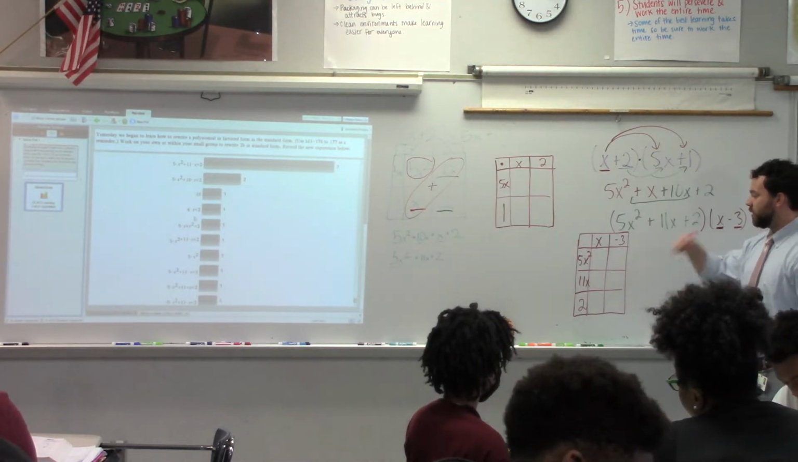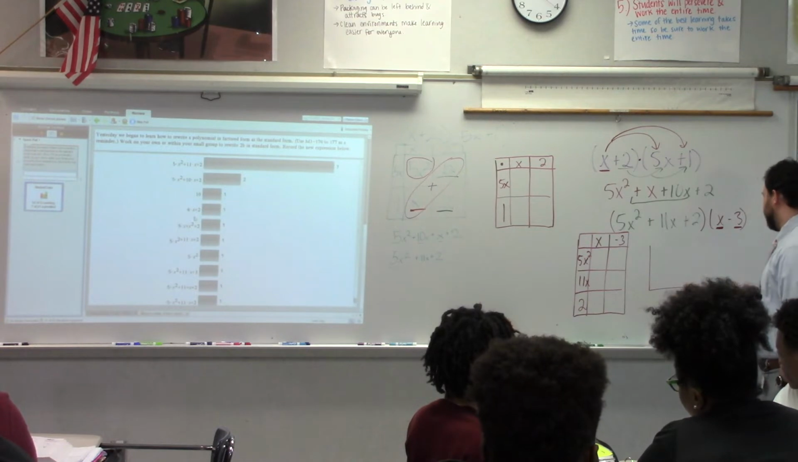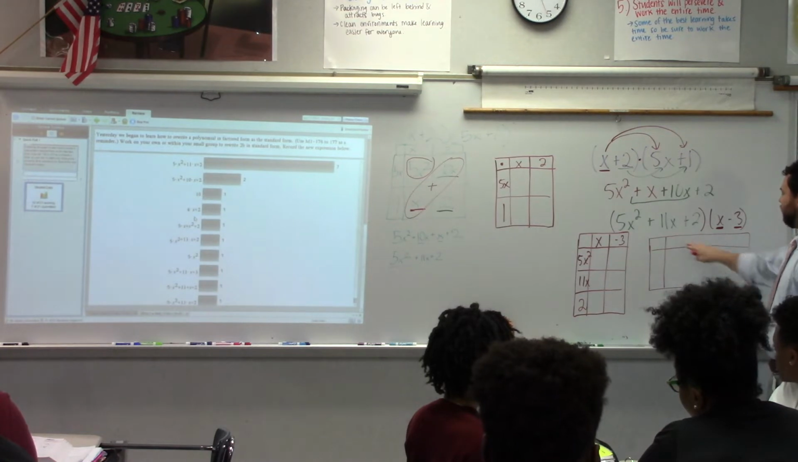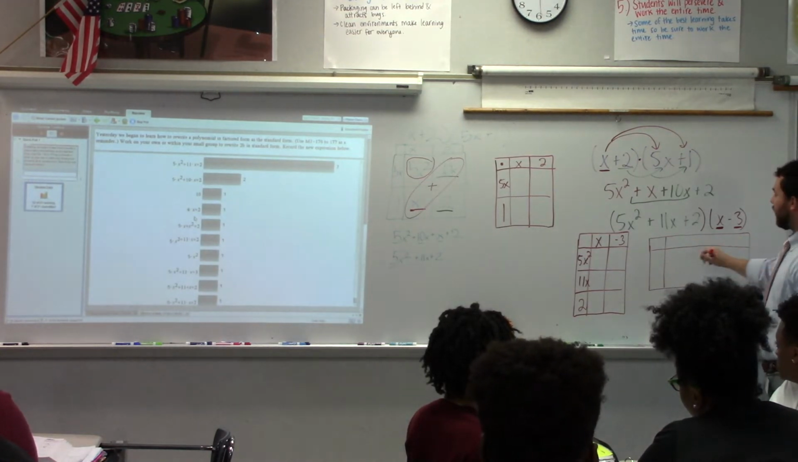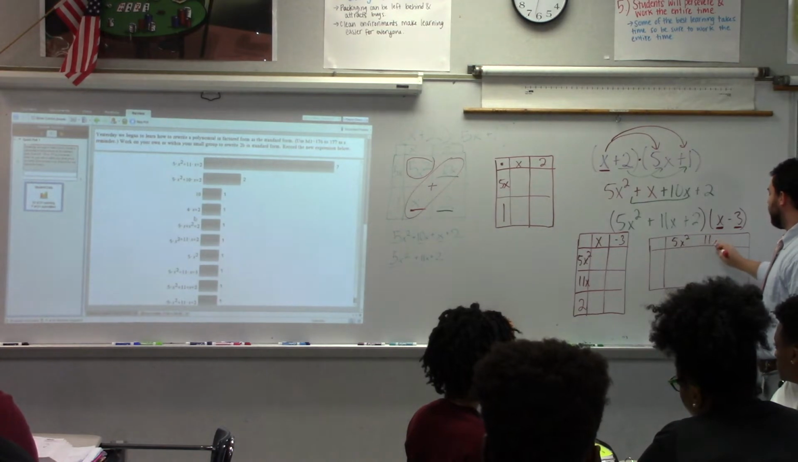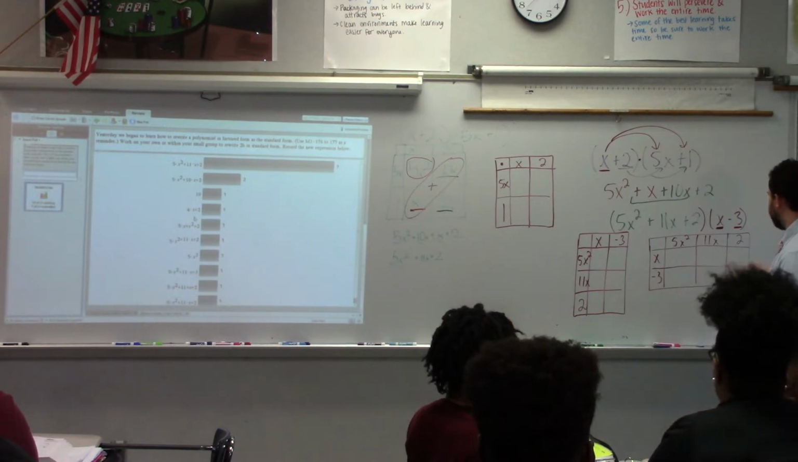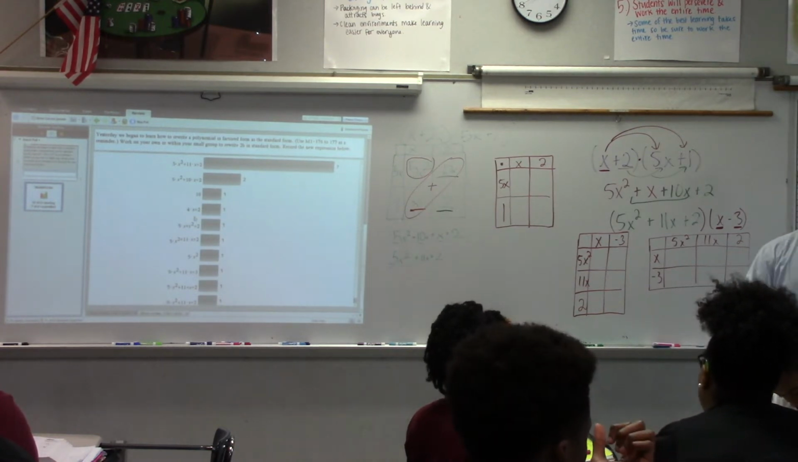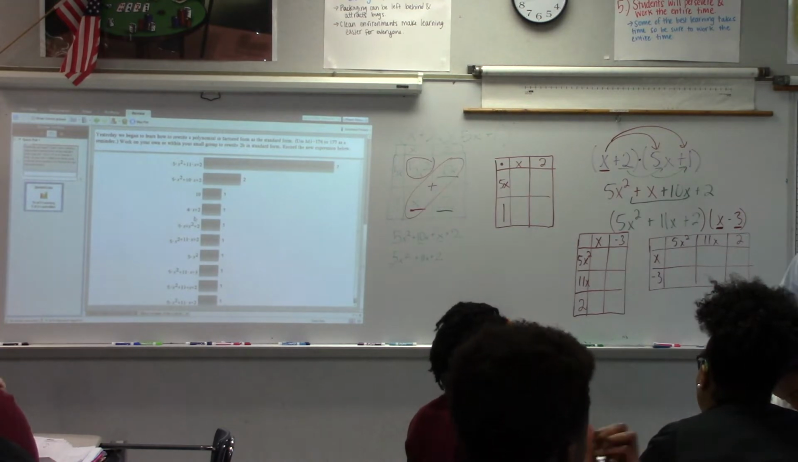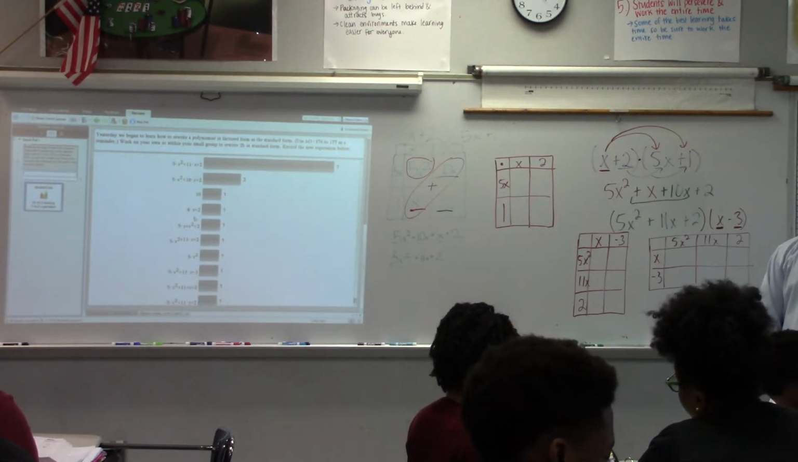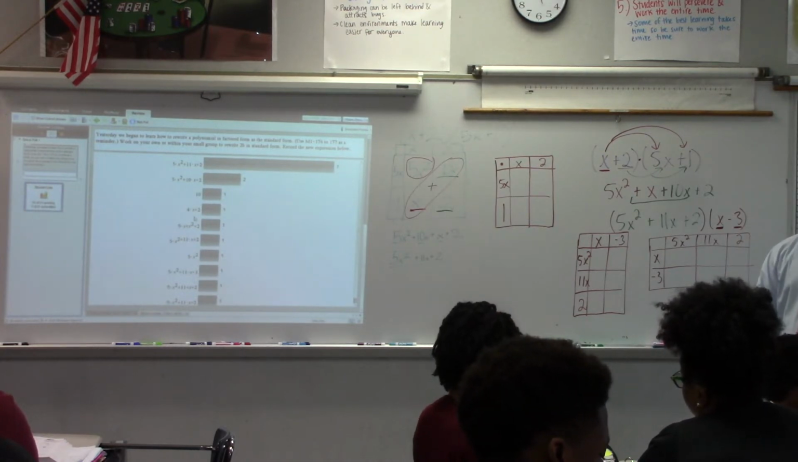Now, I did this one oriented vertically. It doesn't have to be that way. I just need one on the left, one on the top. Notice I have more space up here. So in this case, I would probably do 5x squared, 11x, and a 2, and then I would do my x and negative 3 here. It does not matter which way you orient that rectangle. You just need your 3 terms and your 2 terms to organize that distribution. Does that answer your question? Remember, the order that you multiply doesn't matter, but you can only do how many at a time? 2 at a time. Questions, comments, concerns?